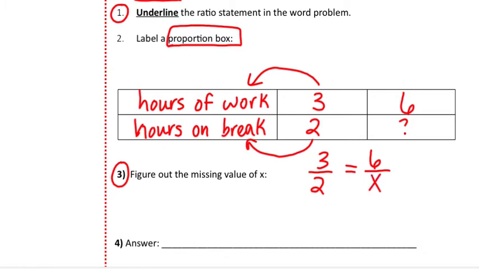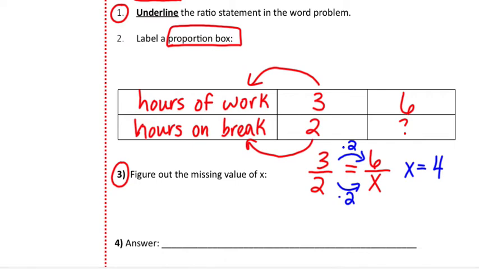A lot of times in math, when we don't know what a number is, we give it a variable, a letter. So now we need to look at how to figure out what x is. This one's pretty easy, because a lot of you are probably already noticing that 3 times 2 gives me 6. So I'm going to do the same thing with that denominator, 2 times 2. And then you can write down what x is. Well, 2 times 2 is 4. So that is the value of x.